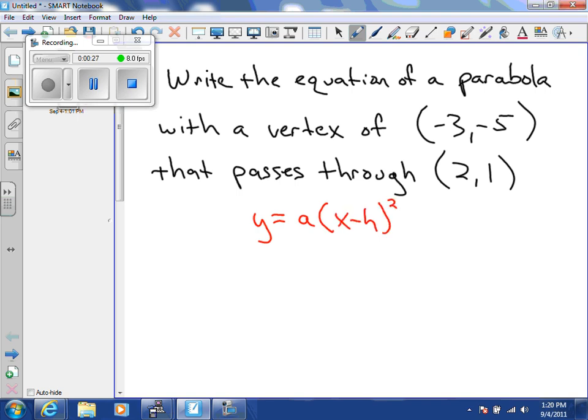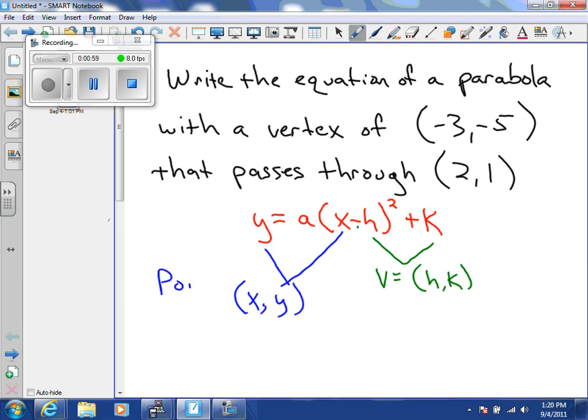looks like this. And we do remember that our vertex is the h and the k. Making sure we're careful with that minus sign right there. A is the number that expands it, stretches it, or shrinks it. But what we don't talk about much is the x and the y. Well, x and the y are ordered pairs. There's millions of them. X comma y.